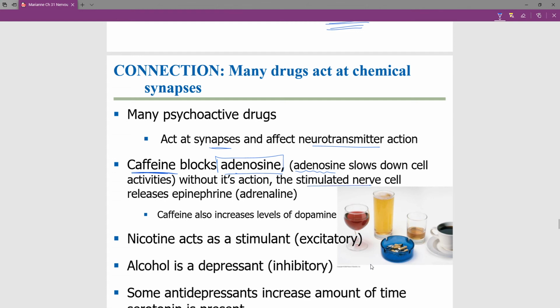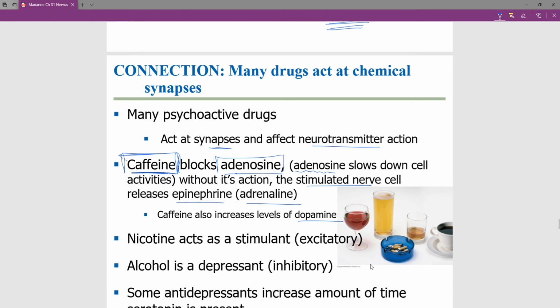And on top of not just blocking the slow down or chill out, it's actually going to stimulate the nerve cell to release epinephrine or adrenaline. And so that's why caffeine wakes you up. Caffeine can also increase levels of dopamine. So there's often multifaceted responses in your body for one molecule that you're introducing to your body.